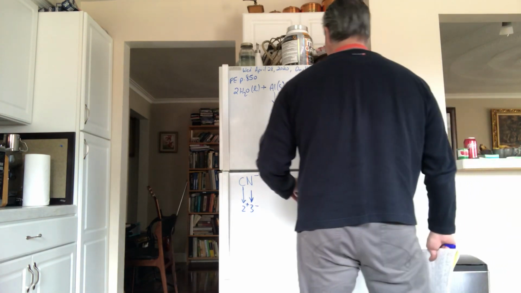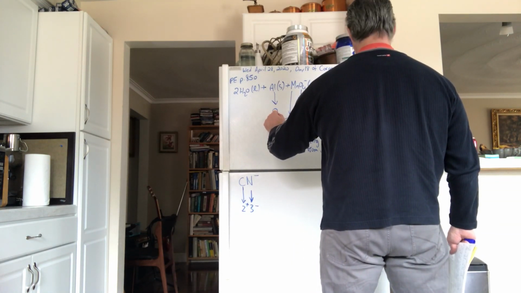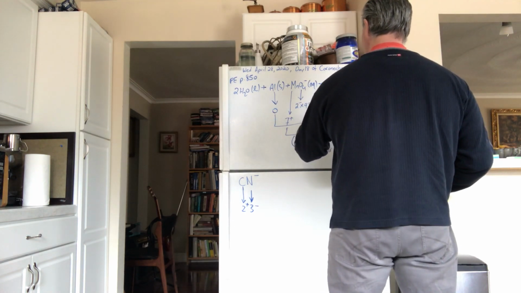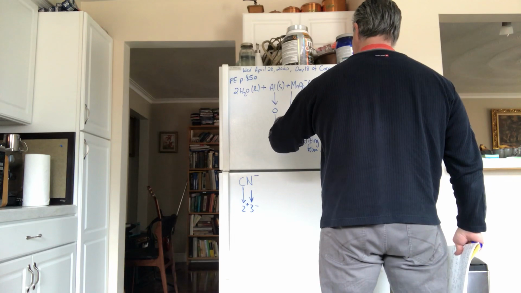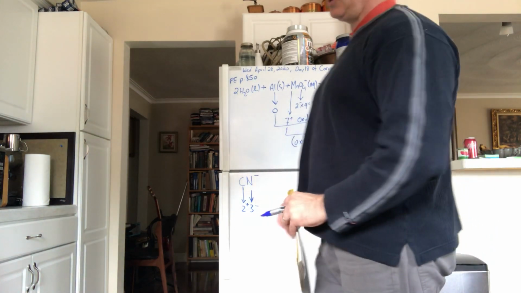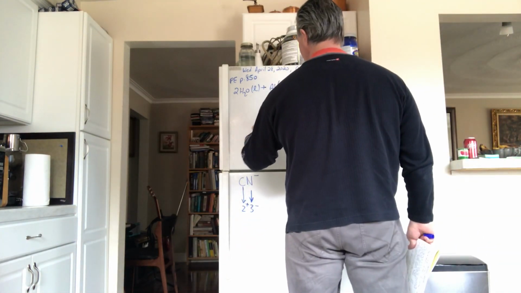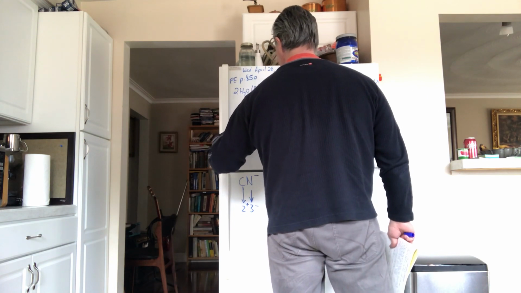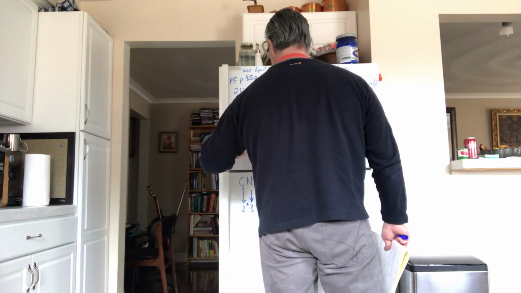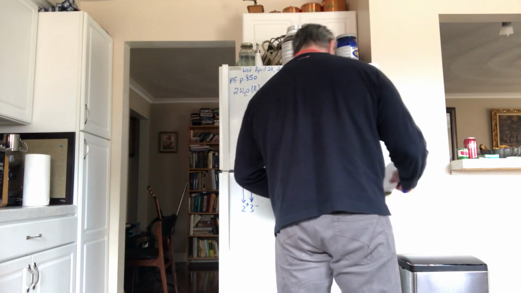And then if you look at the aluminum, it's going from 0 to +3. So we'll show that here. That's oxidation. So for oxidation to take place, it means something is giving away electrons. So the aluminum is giving away electrons. It is the reducing agent.